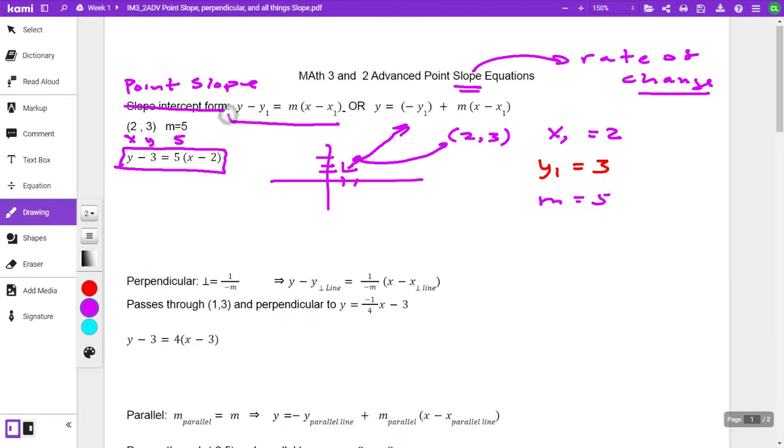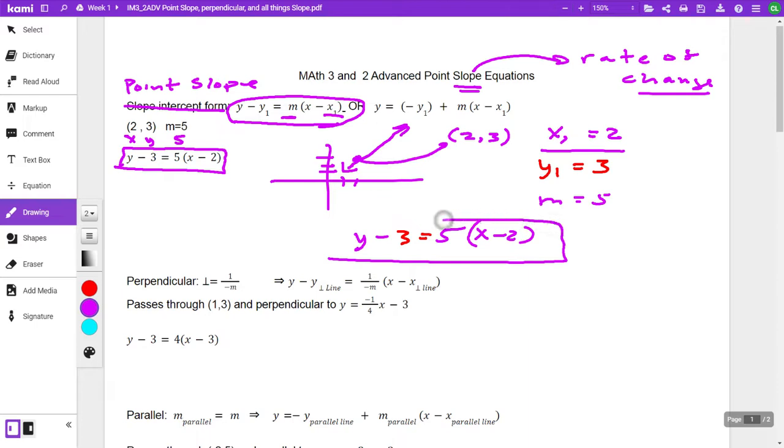So I just take my equation here: y minus y1, which is my 3, is going to equal my slope, which is 5, times my x minus x1. Well, x1 is 2. And that's my equation of a line.